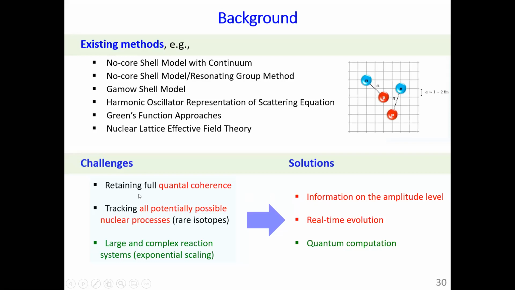First of all, if we want to retain the full quantum coherence, and if we want to track all the potential possible nuclear processes, we can do the calculation with information on the amplitude level, and also we can do real-time evolution for the reaction processes, for the reaction system. To address the exponential scaling of the computational resources, we can rely on quantum computation techniques.